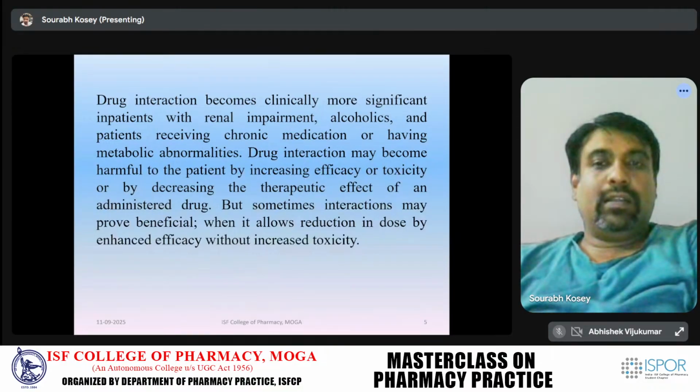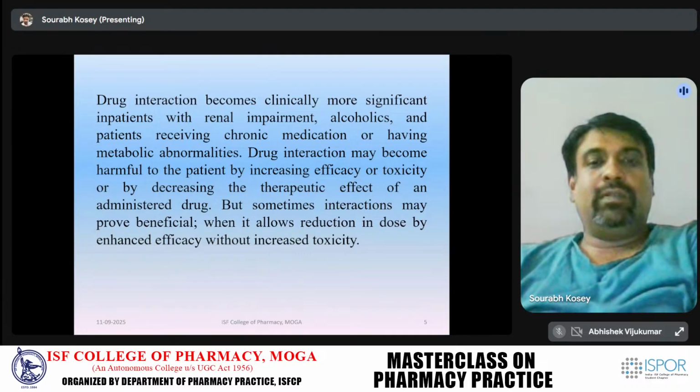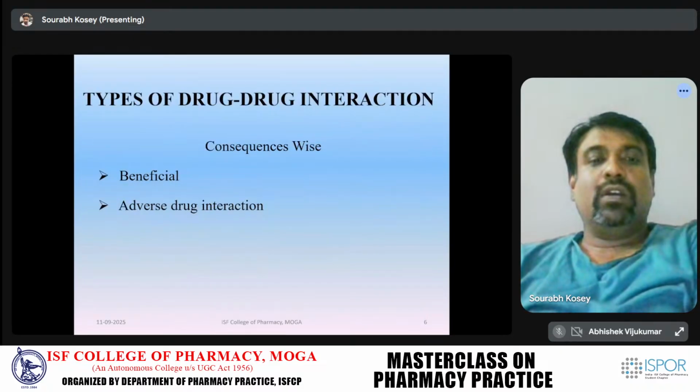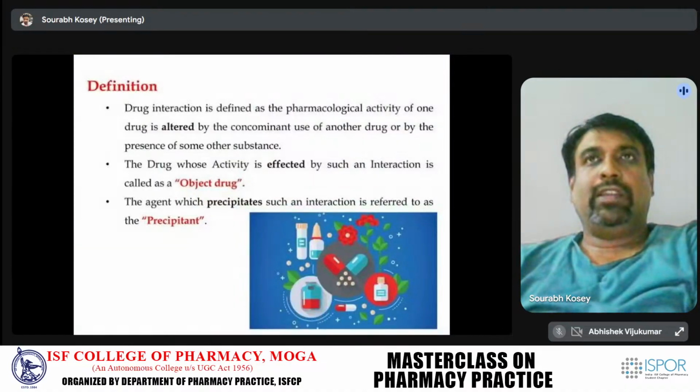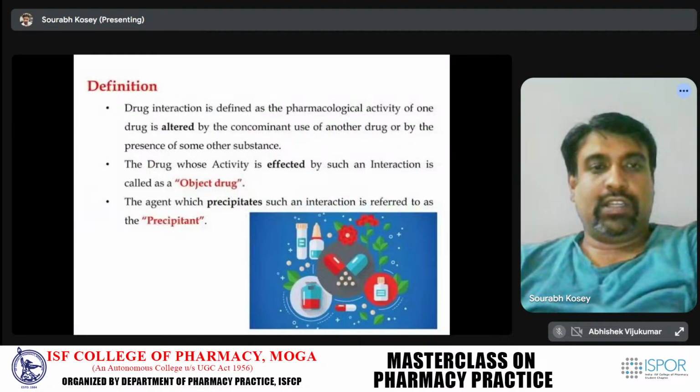In the clinical scenario, patients with renal impairment, consuming alcoholic beverages, or receiving high-dose therapy may have metabolic problems. Sometimes pharmacodynamics is also the reason, sometimes pharmacokinetics, the body's response. So we can do dose titration without increased toxicity. Consequence-wise, there are a couple of kinds of reactions: beneficial, non-beneficial, or adverse reactions.